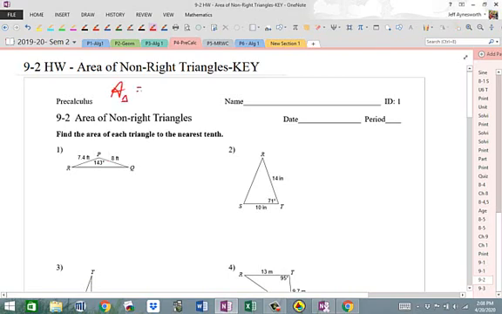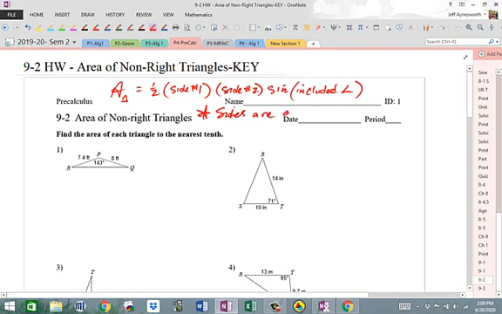Basically, it goes like this. The area of a triangle is going to be 1/2 times side 1 times side 2 times the sine of the included angle. So we have to talk about what it means to be the included angle. Side 1 and side 2 are adjacent, and the included angle is between the two sides. A note here: the sides are adjacent, which means they have a common vertex.